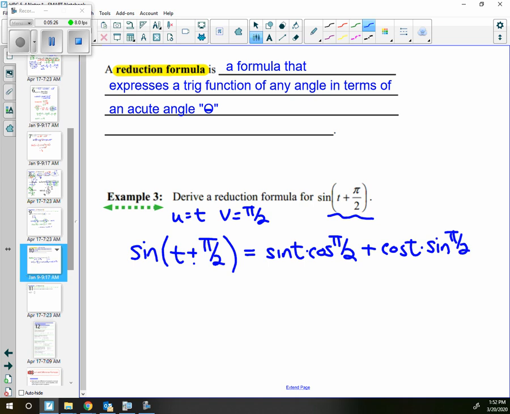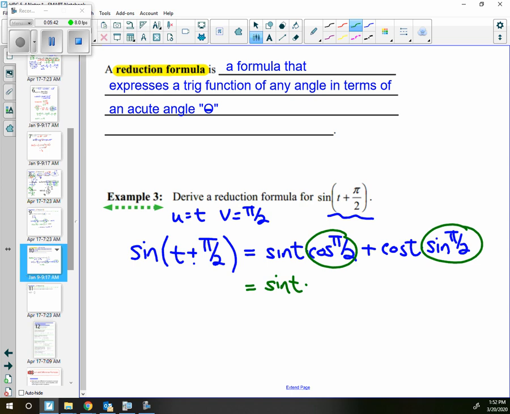So really, it's a lot like what we just did for verifying an identity. We just didn't have the other side of the equation. We're coming up with what that identity is. How can we write this in an easier way? Anything, again, that has a special value in it, you can evaluate. This is going to look a lot like what we just did.